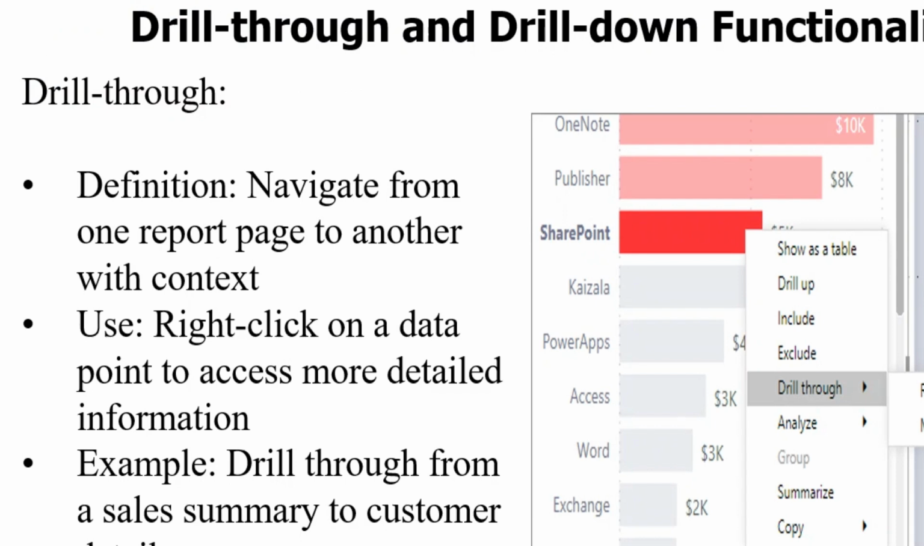This is what I mean by drill through. You navigate from one report page to another with context. So if you could see, I was saying distributor ID. For example, I want to know about a particular distributor, and I've given it a particular context for it to navigate through. That's me right clicking on a particular chart, which is what you can see here. You can see the drill through option with some icons. You right click on the data point to access more detailed information. Example, drill through from a sales summary to a customer detail.